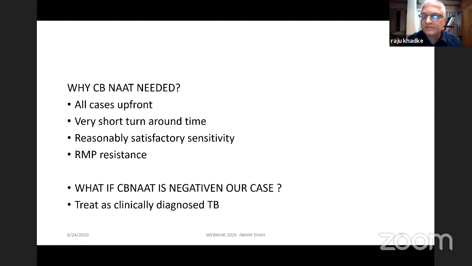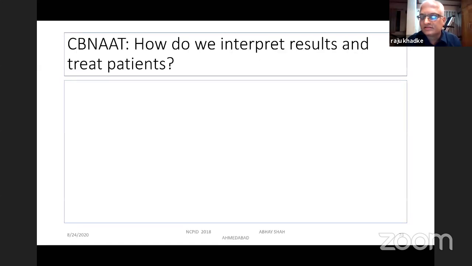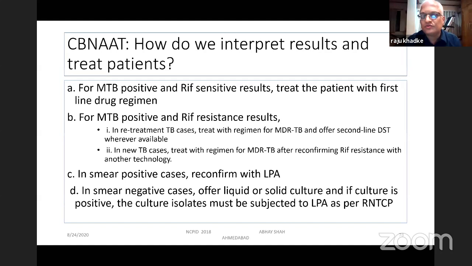So now the CBNAAT has said that it is rifampicin resistant. So it can be a monodrug resistance or it can be a multi-drug resistance. We really do not know. So we really need to do more investigations or tests to diagnose whether multi-drug resistance is there or only a monodrug resistance is there. So as rightly pointed out, CBNAAT positive does not end the story. You have to find out about the other drugs, about isoniazid, about pyrazinamide.